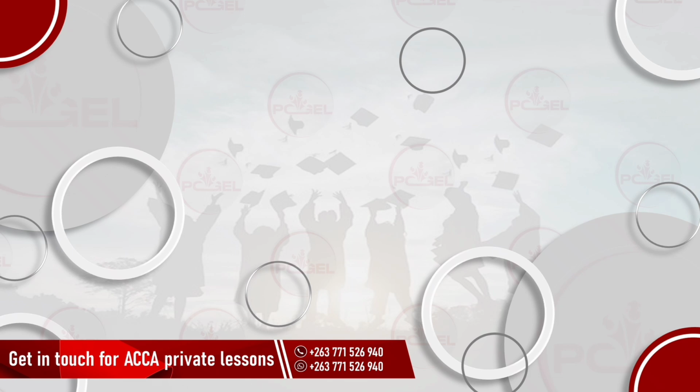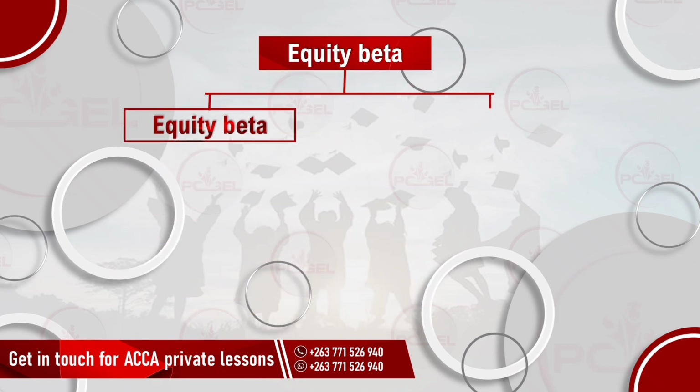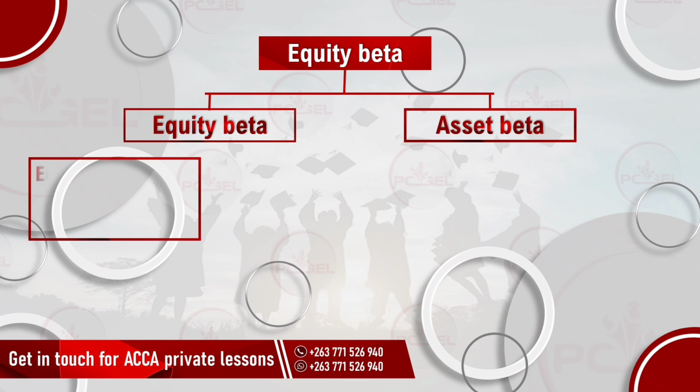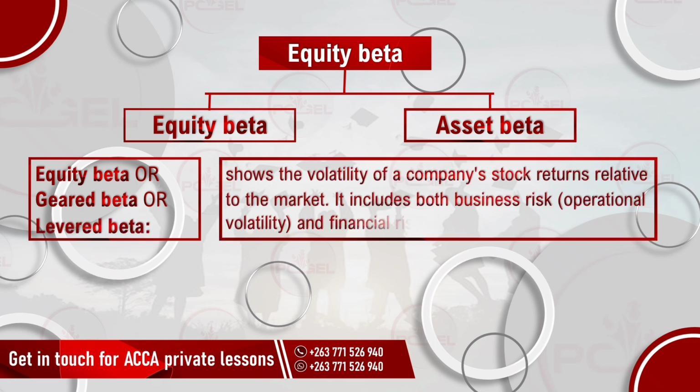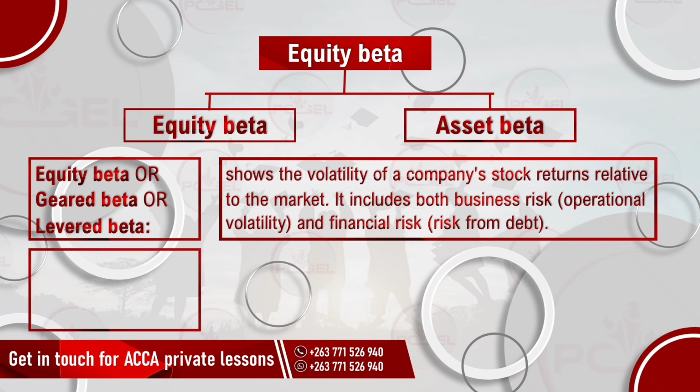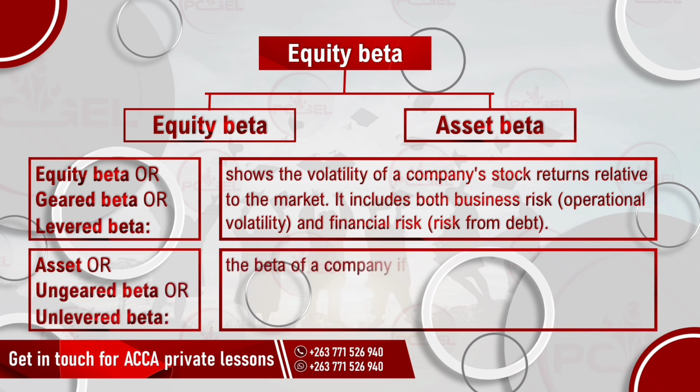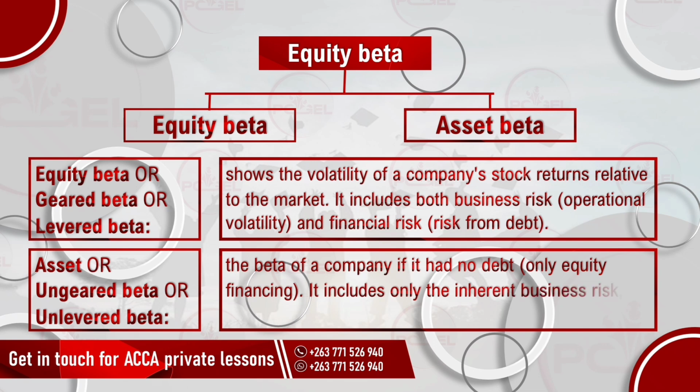The beta factor is categorized into two: the equity beta and the asset beta. The equity beta, referred to as the geared beta or levered beta, shows the volatility of a company's stock returns relative to the market. It includes both business risk and financial risk. The asset beta, referred to as the ungeared beta or unlevered beta, is the beta of a company assuming non-existence of debt. It includes only the inherent business risk, stripping out financial leverage.